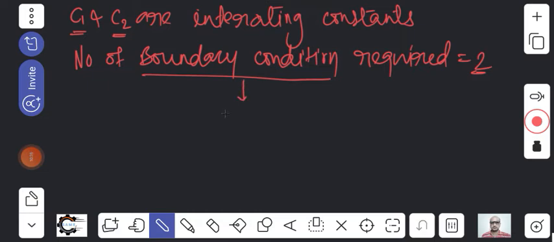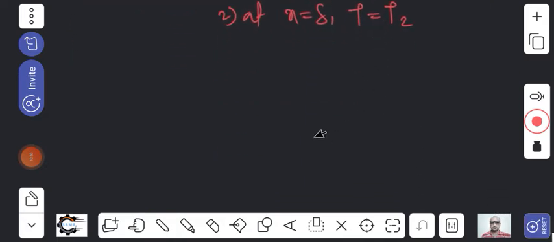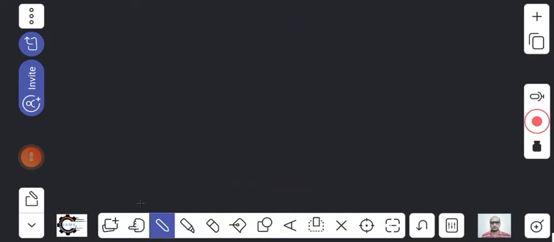The boundary conditions are: one is at x is equal to 0, T is equal to T1, right? And the second boundary condition is at x is equal to delta, T is equal to T2. Okay, these are the two boundary conditions. Similarly, if you find these boundary conditions, I'll give you this as homework, okay? I'll write down the direct equation here. This way we have done in the last class, similarly you have to do here also.